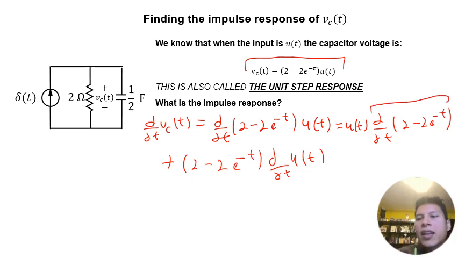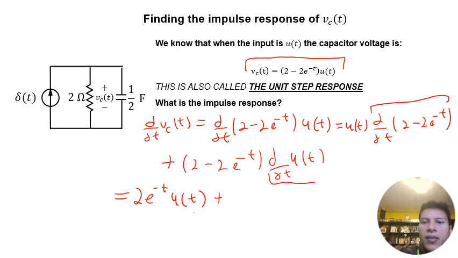So this derivative is pretty easy. The derivative of 2 is just 0. The derivative of negative 2e to the negative t is just 2e to the negative t. So we get e to the negative t times 2 u of t, plus, and the derivative of u of t is a delta function, so we have (2 minus 2 e to the negative t) delta of t.